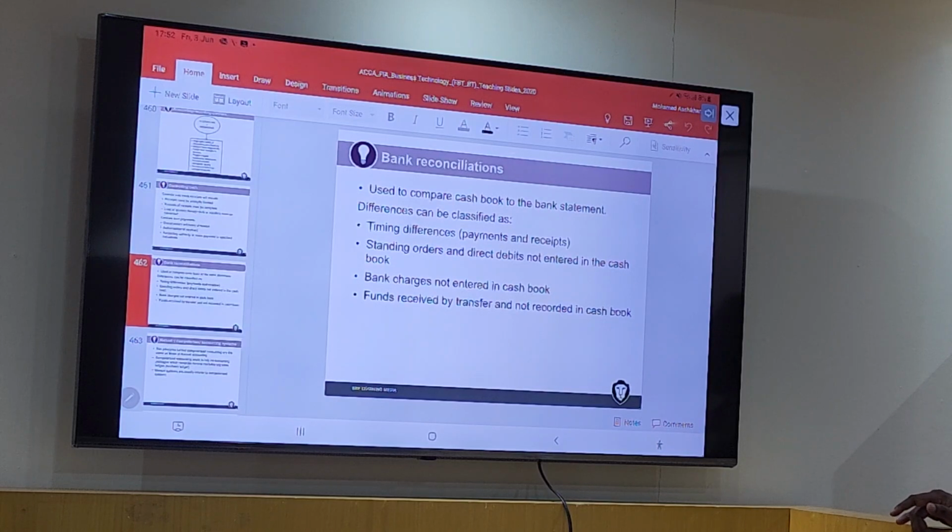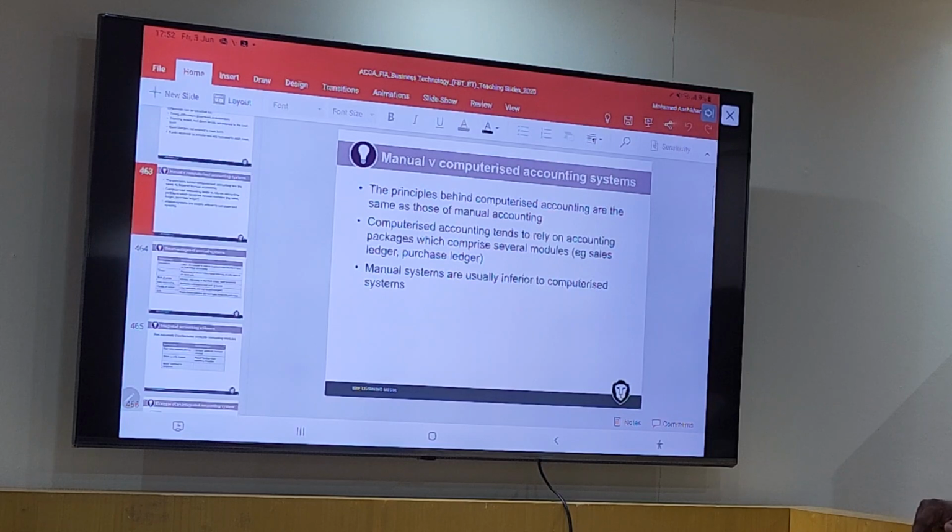Bank reconciliations are one of the very famous controls to prevent fraud. They are used to compare the cash book to the bank statement. Differences can be classified: timing differences in payments and receipts, standing orders and direct debits not entered in the cash book, bank charges not entered in the cash book, and funds received by transfer and not recorded in the cash book.